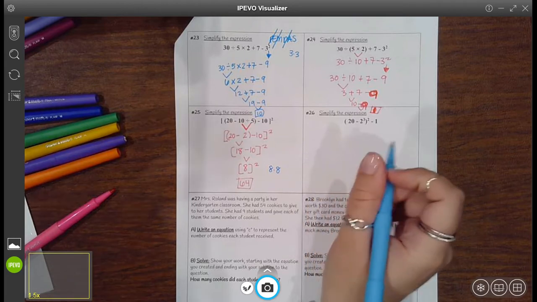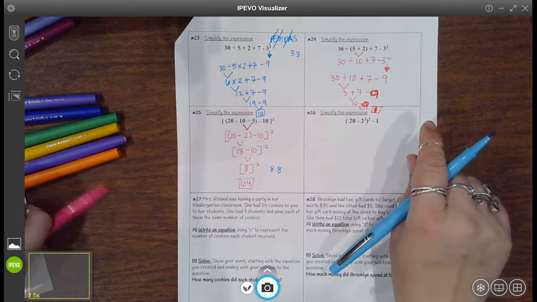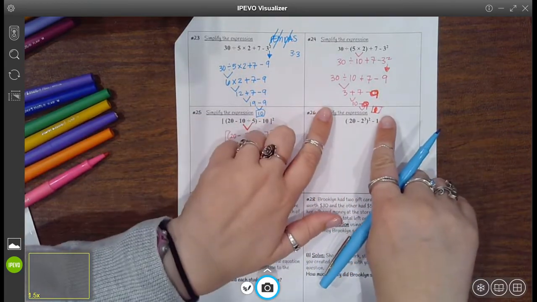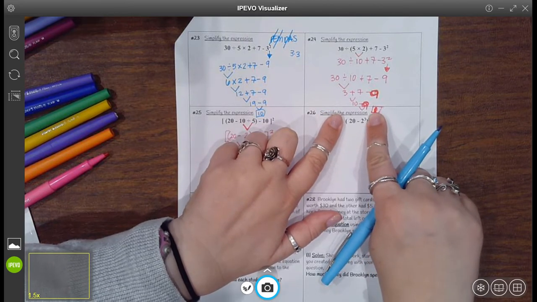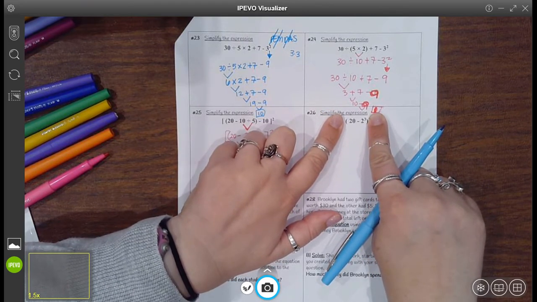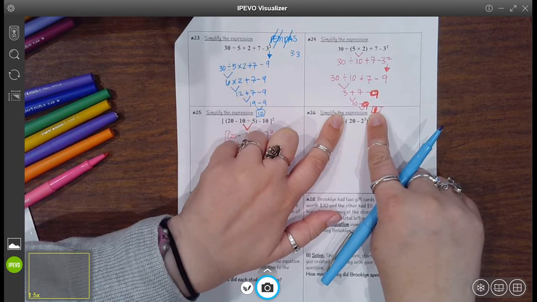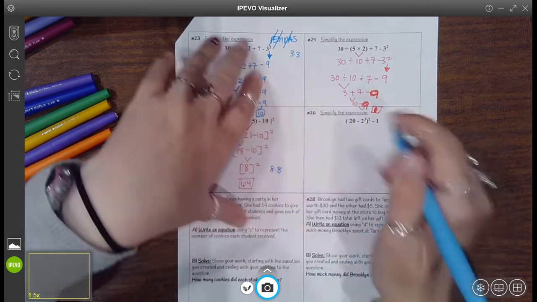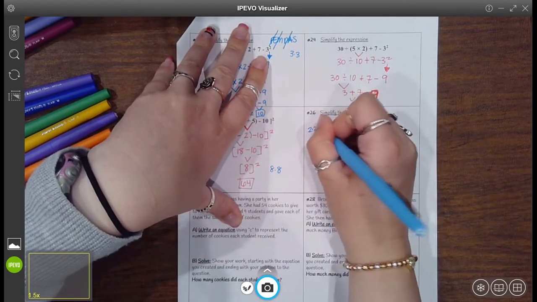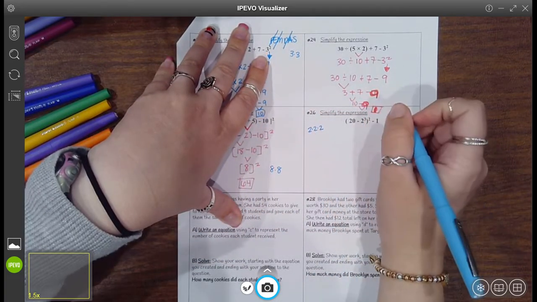Okay, my next one. Again, it looks super confusing. So just kind of put your fingers up to close out the rest of the world and focus on the inside of those parentheses. Within the parentheses, before you subtract, exponents come first, right? So that's 2 times 3 or 2 times 2 times 2. Hopefully you said 2 times 2 times 2. It's 2 times itself 3 times.